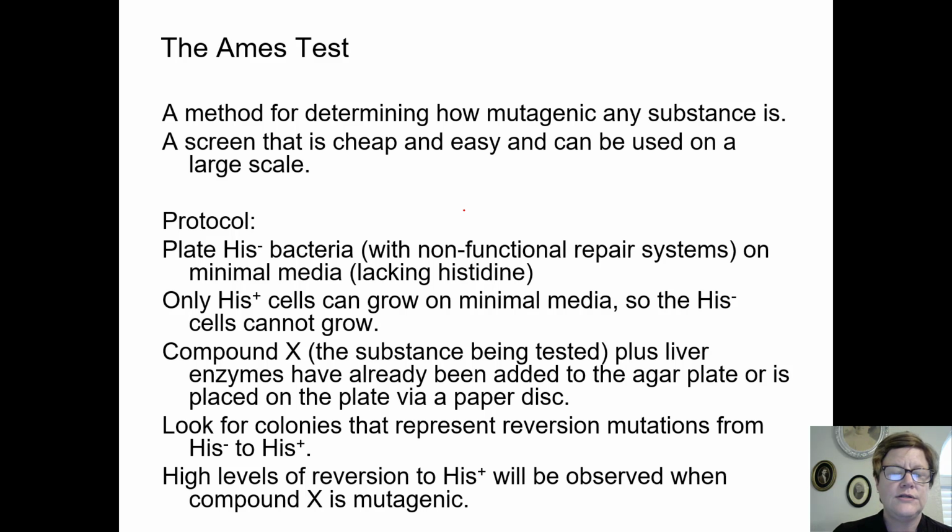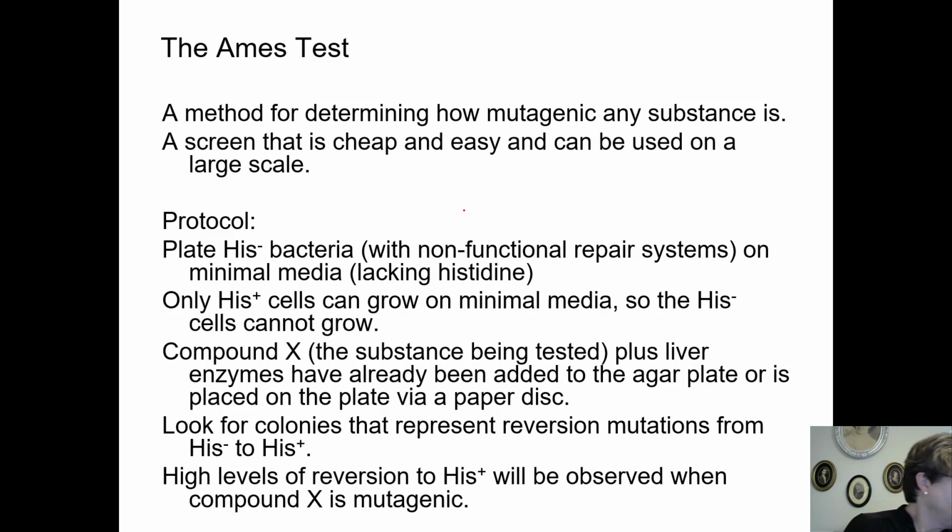Remember auxotrophs? The ones they typically use are His-. That means bacteria that cannot make their own histidine. Histidine is an amino acid. They take His- bacteria and plate that on minimal media. And you'll remember that if a bacterium is auxotrophic, it cannot grow on minimal medium. So when you plate His- bacteria on minimal medium, nothing grows. Only His+ cells can grow on minimal medium.